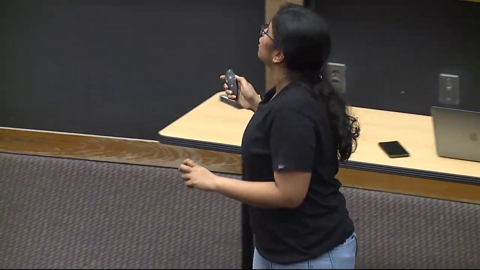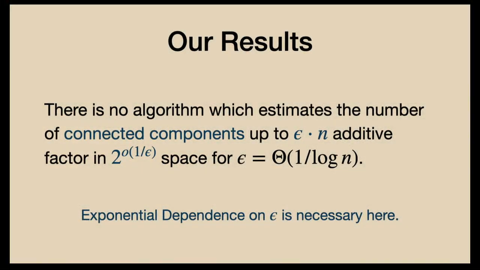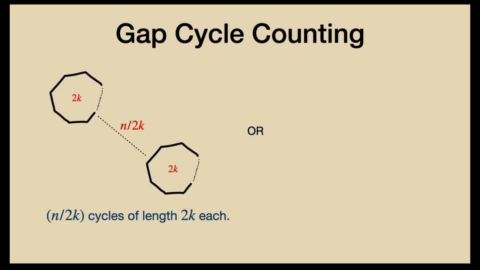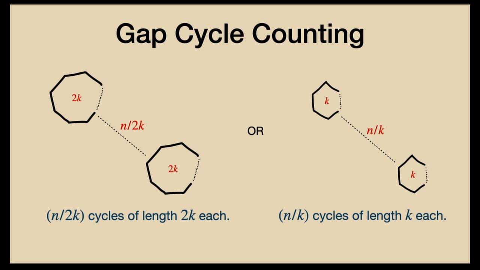Okay, fine. So after this, I'm going to talk about what we used to prove this result. The main tool we used was something called gap cycle counting. And as the name suggests, you have 2 different graphs. Okay? So one graph is just a union of cycles of length 2k, right? And you're going to have n over 2k of them. And the other graph is a union of cycles of length k, and you're going to have n over k of them.